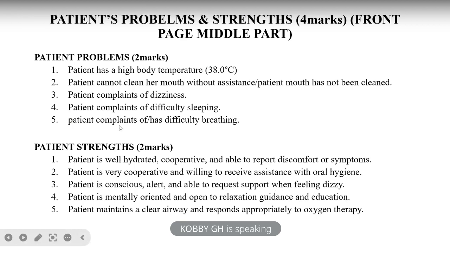Let's look at the fifth. Patient complains of or has difficulty breathing. Either you use patient complains of or patient has difficulty breathing. Any of them works. So, patient maintains a clear airway and responds appropriately to oxygen therapy. You can write, patient can assume a sitting up position, or patient can withstand a sitting up position.